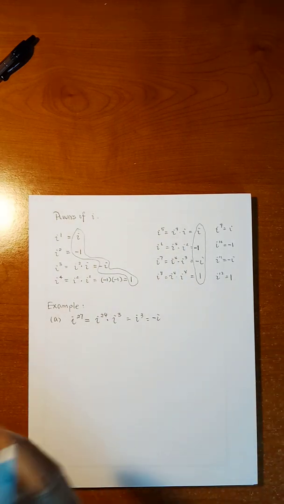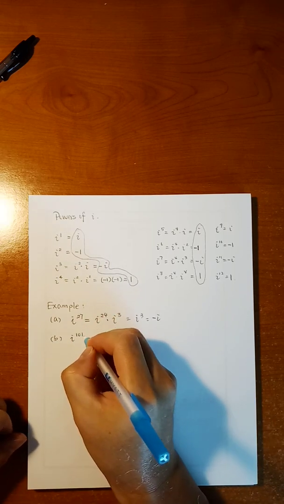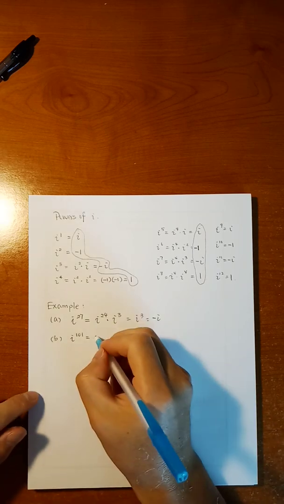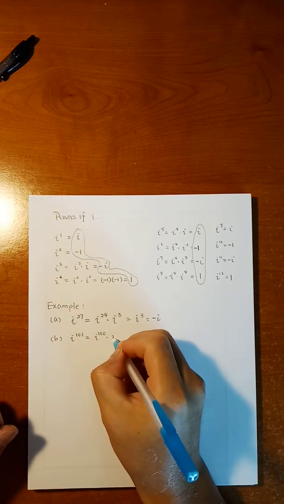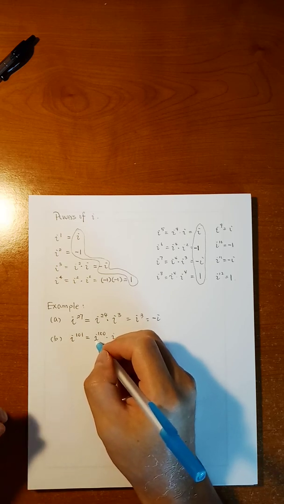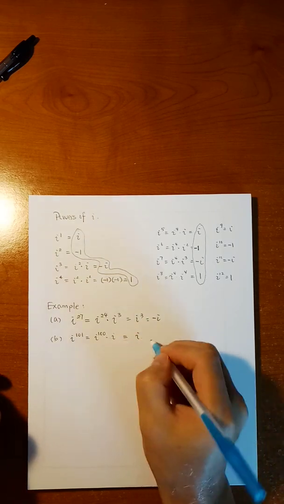Alright? And second, i to the 101. i to the 101 is i to the 100 times i. i to the 100, 100 is a multiple of 4. 100 is 4 times 25. So this is 1, and you times i, it is i.